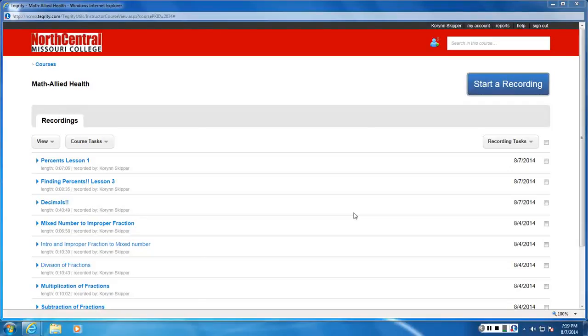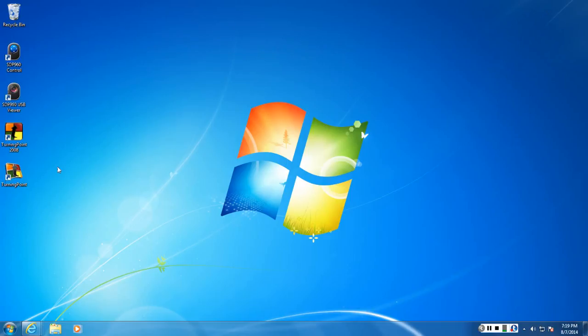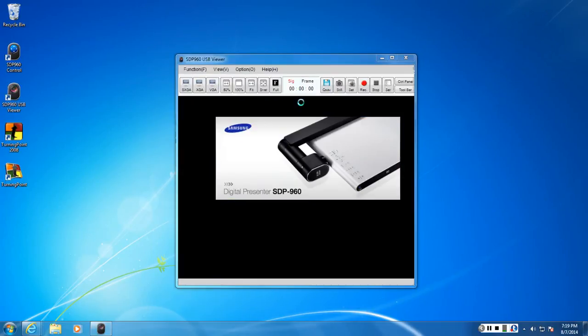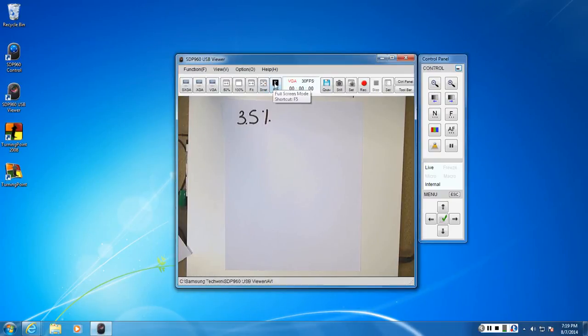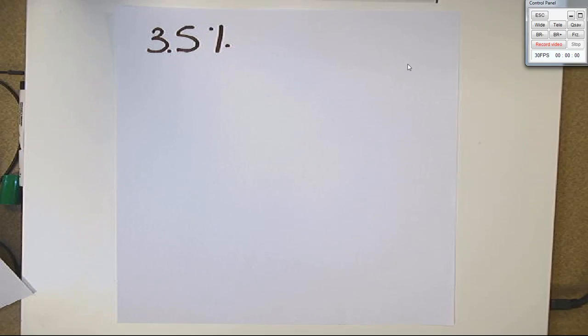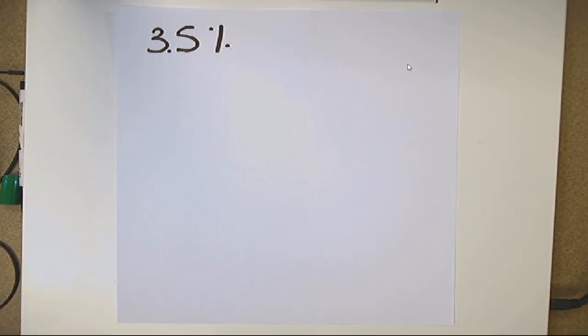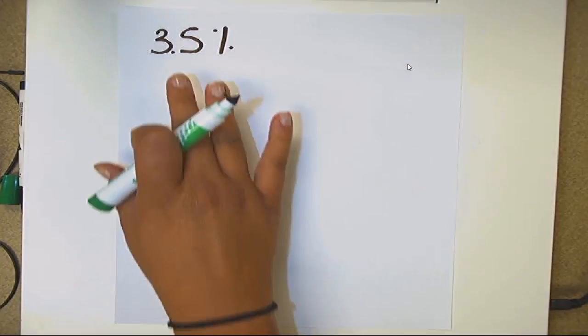For the next lesson, we are going to take a percentage and turn it into a proper fraction or a mixed number. So again, let me set up my board. And we start out with 3.5%. And we want to know here what fraction 3.5% is. And in order to do that, you basically are just going to set this up.